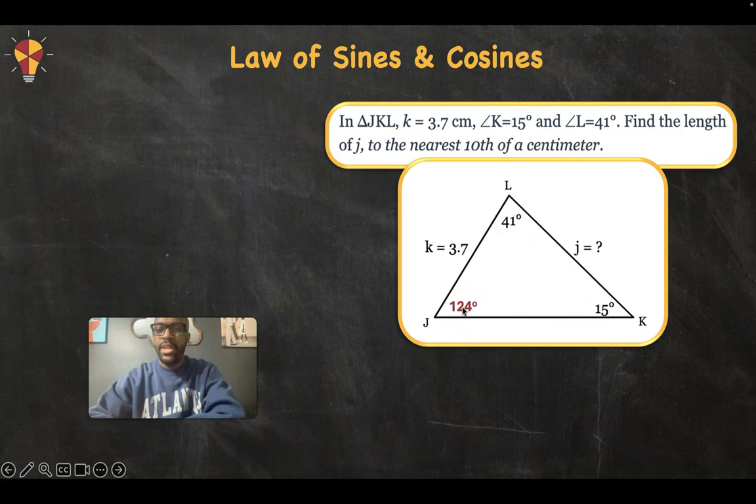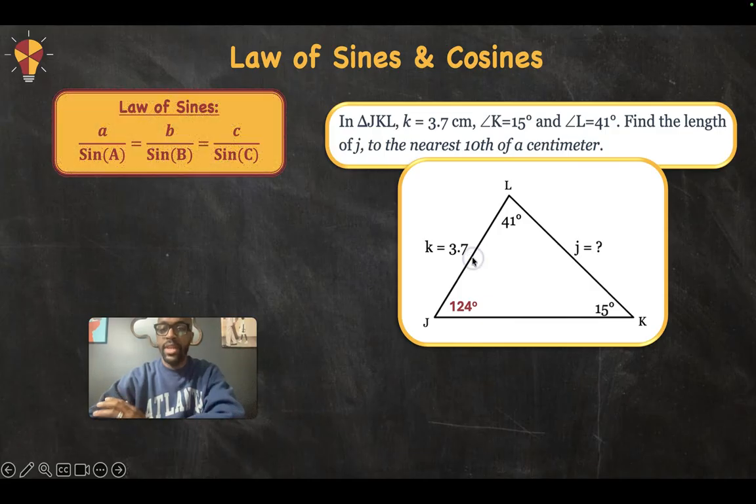So now that we have that, remember, when it comes to the law of sines, we need to have a fraction that's already together. That one would be the K, which is the angle of 15 degrees and the corresponding side of 3.7. So that's one of our fractions: 3.7 over sine 15.